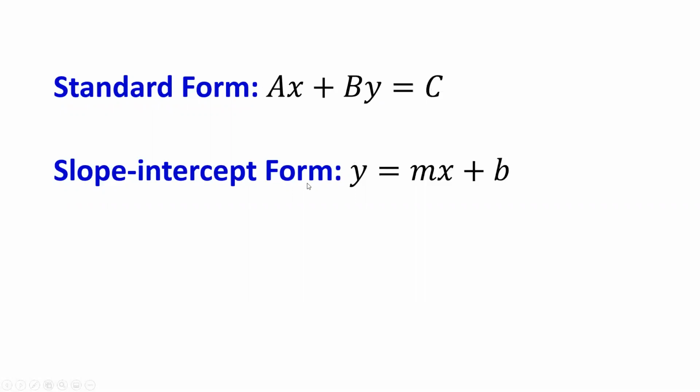While slope-intercept form is y equals mx plus b, you're going to notice that the y is all by itself. In fact, the only number allowed to be in front of your y is a 1. This says 1y, we just don't write the 1. If there's any other number in front of the y, it is not in slope-intercept form. You need the y isolated by itself.